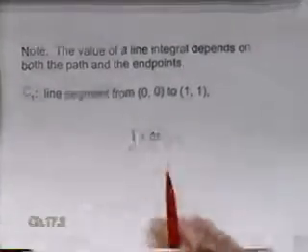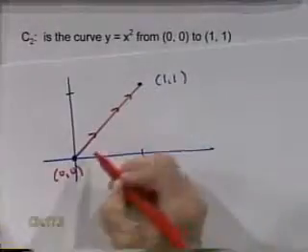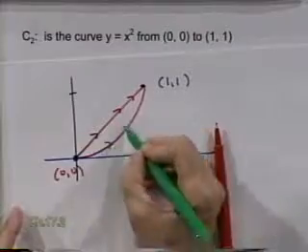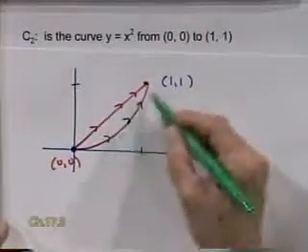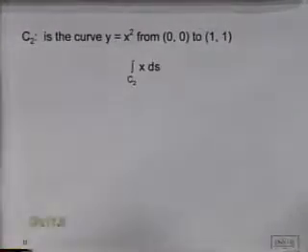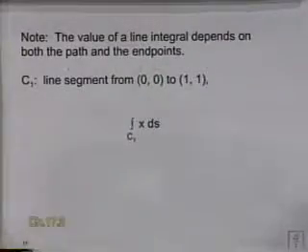In a few minutes, we're going to do it along the curve y equals x squared. And you all know what y equals x squared looks like, coming this way. And my point is this: if I took this path and if I take that path, we should get two different answers. So the point is we want to make the point that in general, the value of a line integral depends on both the path and the endpoints, not just the endpoints.